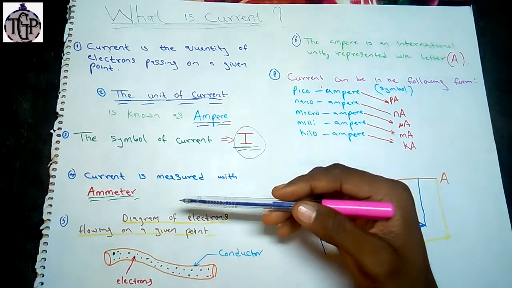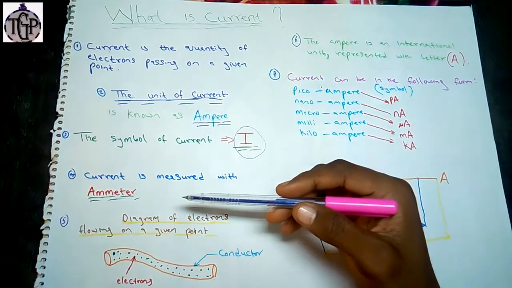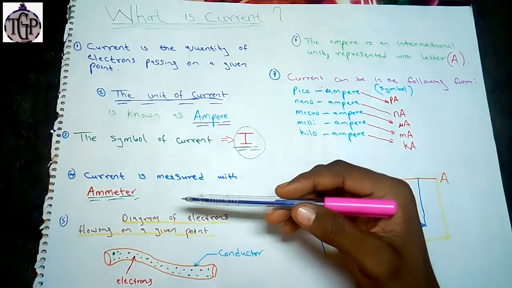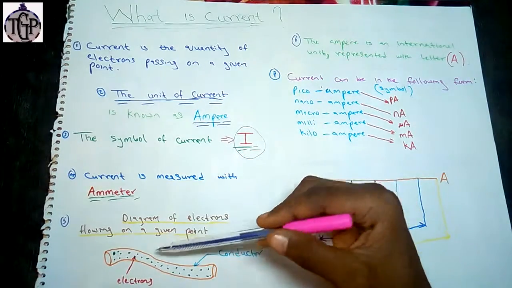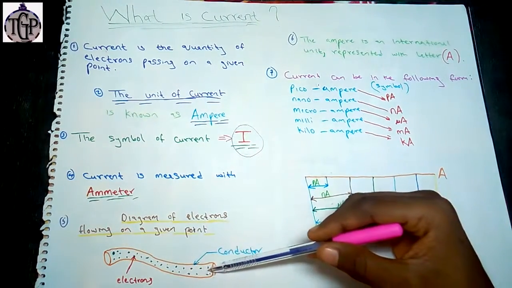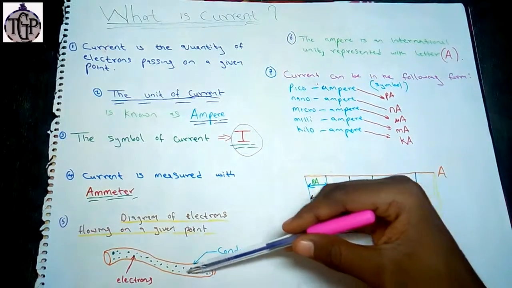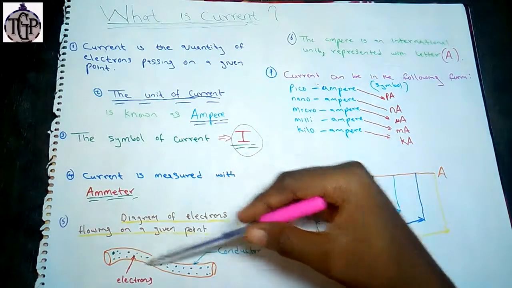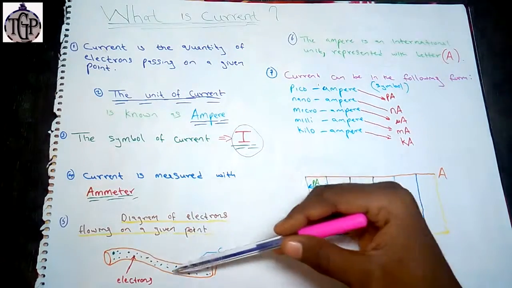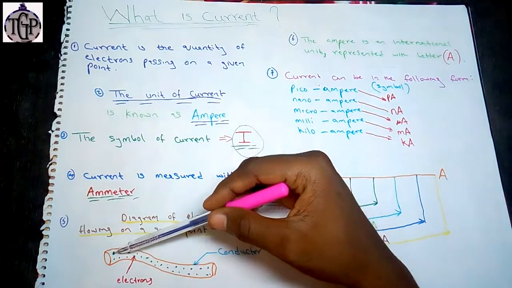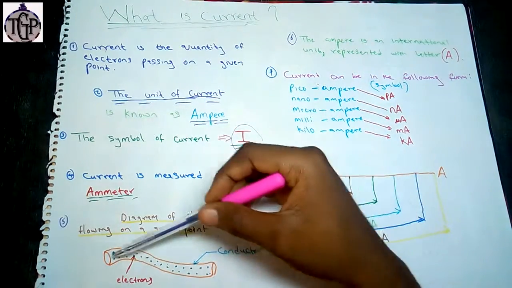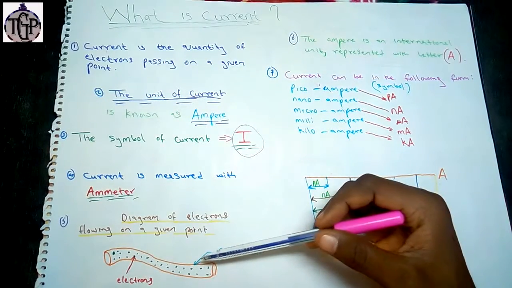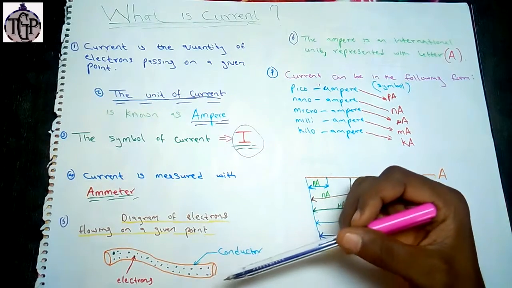In order to measure current, electron is on its own, but in a case where you are measuring the quantity of electron passing on a given point, that is what we call current. So to measure the whole of this electron, it is represented with current. You cannot say you want to measure electron, but for you to measure the quantity of electron passing on a conductor or on a given point, you call it current.